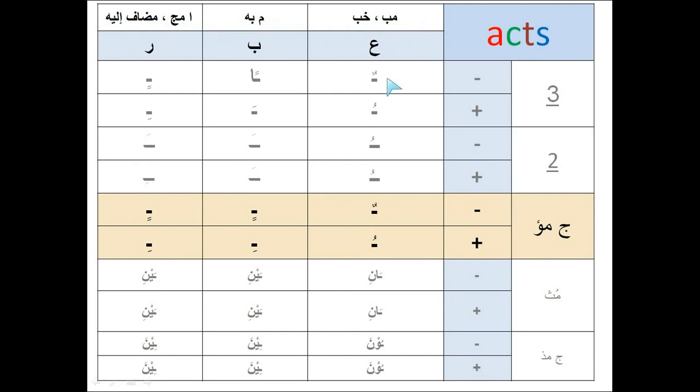The top three here, munsarif, mamnu' min as-sarf, and jam' mu'annath as-salim, they all show case by a change in the vowel of the last letter of the noun. The muthanna words and jam' mudhakkar salim show the case by a change of the second last letter of the noun, not by a change of the vowel of the last letter in the noun. So that's a summary table that you should really memorize and know off by heart.